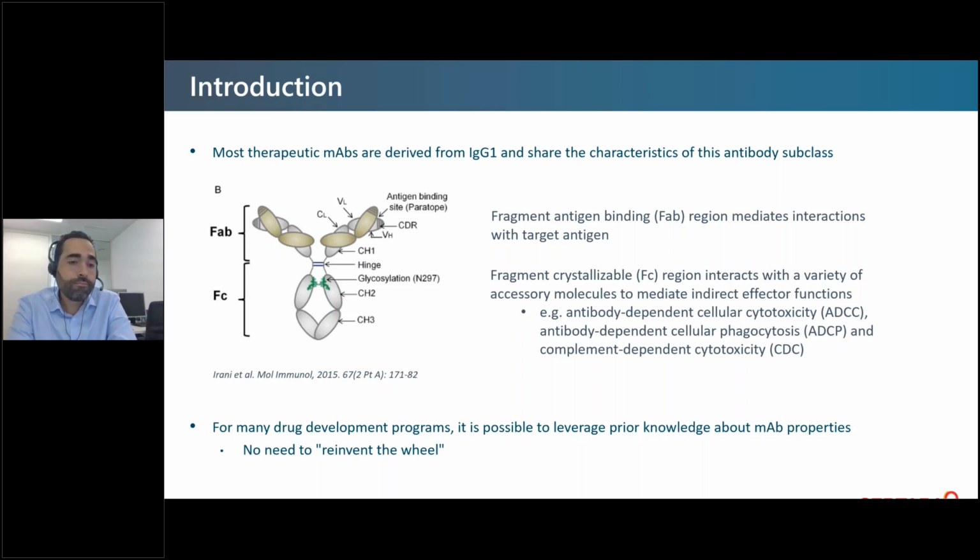For many drug development programs, it is possible to leverage the prior knowledge about the monoclonal antibodies because they share the same characteristics. So the objective of this webinar is to help you not reinvent the wheel each time, and to help you in your project by gaining and using the knowledge already available for the development of this class of therapeutics.